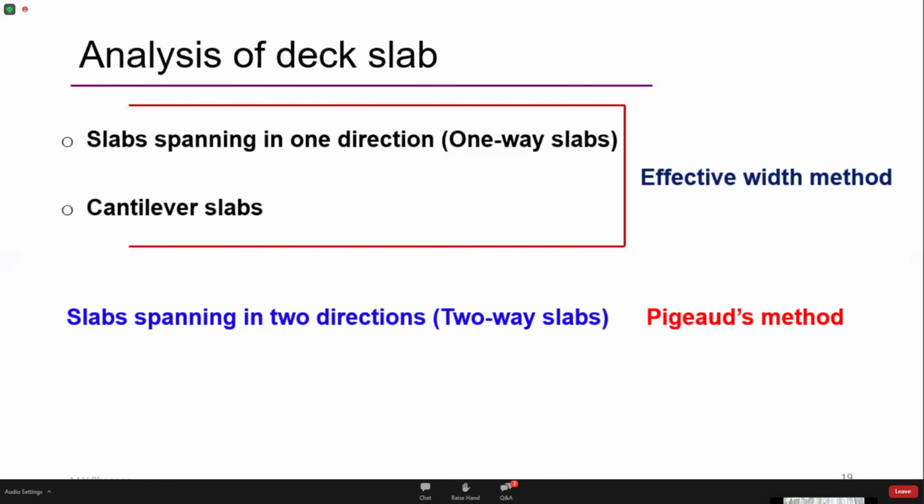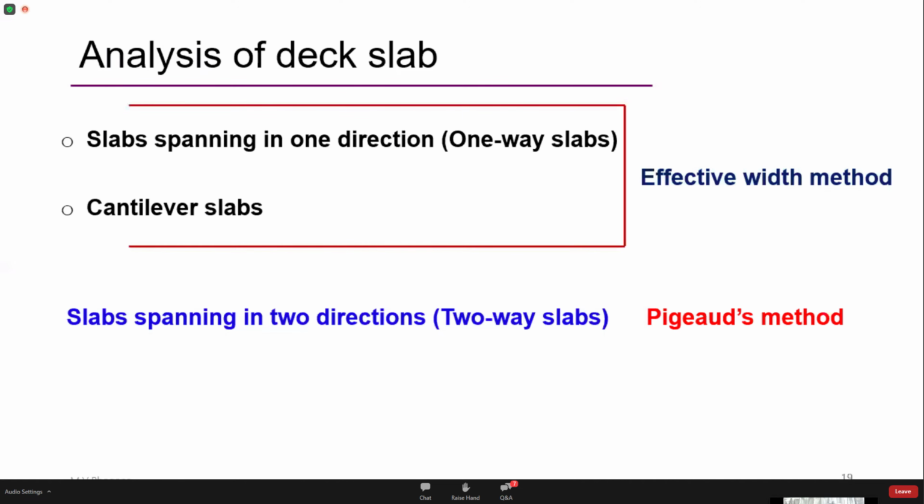Moving on to the analysis part. As I showed in the earlier slide, the analysis and design of a deck slab involves various stages. The first stage is the structural configuration of the slab. That is, we need to understand the behavior of the slab, whether it spans in one direction or in two directions. The next is the calculation of loads. The primary loads on the deck slab are the dead loads and the live loads. The dead loads are calculated from the weight of the slab itself, and the live loads are obtained from IRC 6.